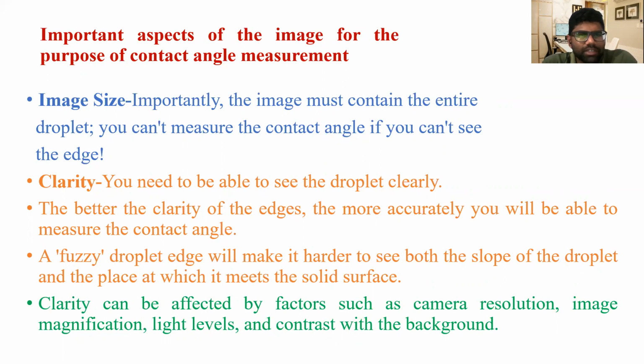A fuzzy droplet edge will make it harder to see both the slope of the droplet and the place at which it meets the solid surface. If the droplet edge is not clear and it's fuzzy, then it will be harder to see the slope of the droplet and where it meets the solid surface. So we cannot get a clear picture of the contact angle. This clarity can be affected by factors such as camera resolution, image magnification, light levels, and contrast with the background.